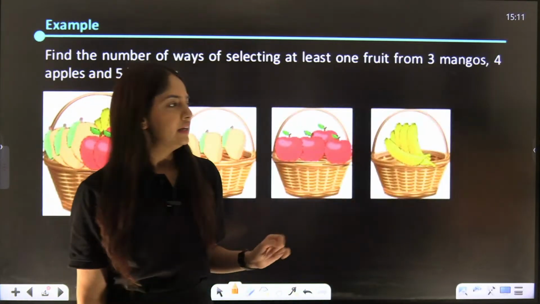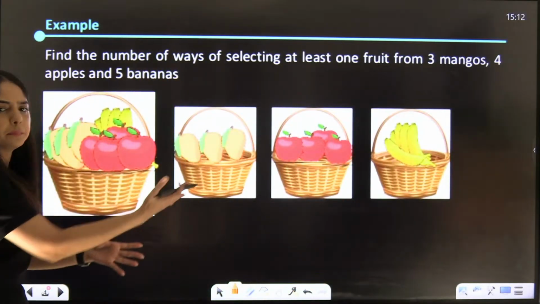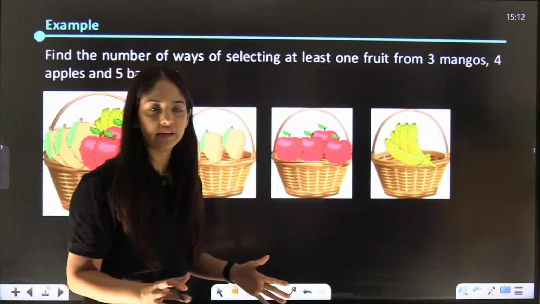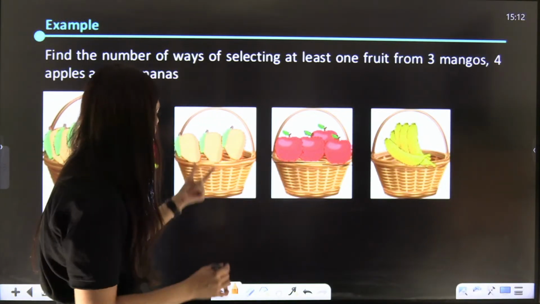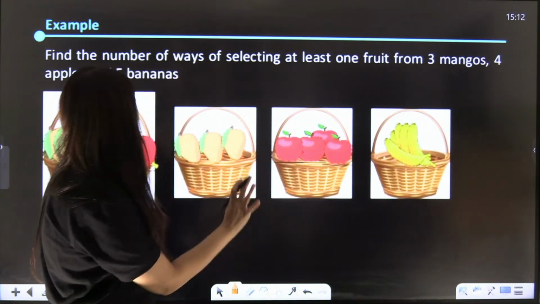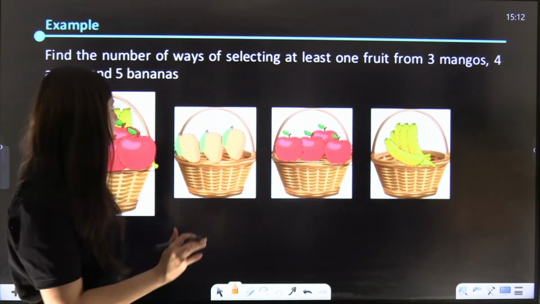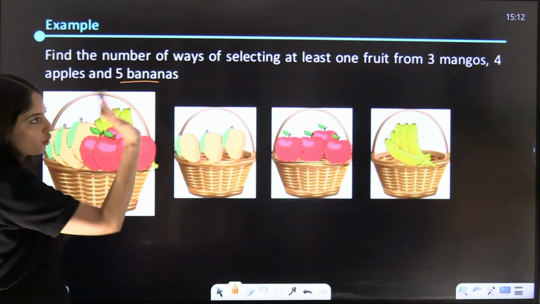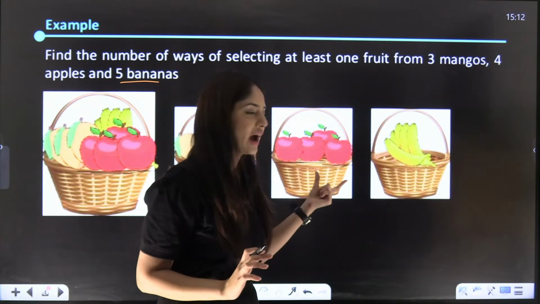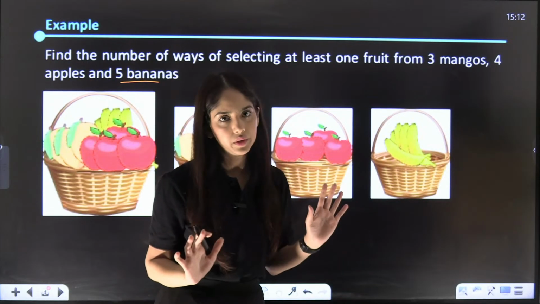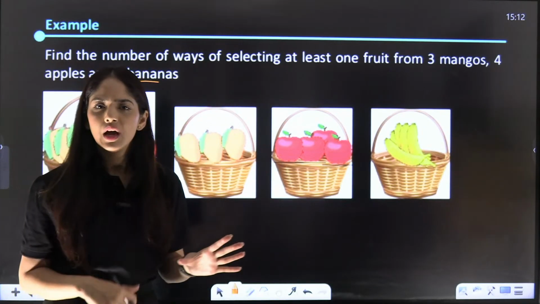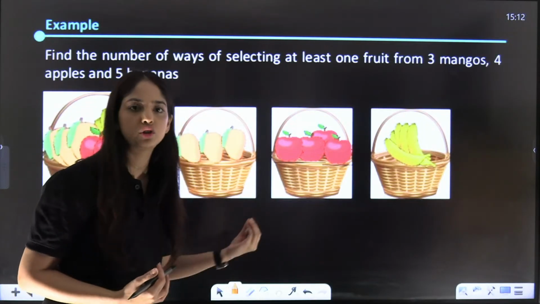Now, what if we have multiple of one type of fruit? Let's assume all mangoes are identical. So let's say we have 3 mangoes, 4 apples and 5 bananas. We have 5 bananas, 4 apples and 3 mangoes. They are identical to each other. All 4 apples are identical. Now we have to select at least one fruit.